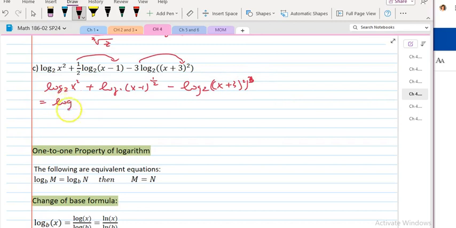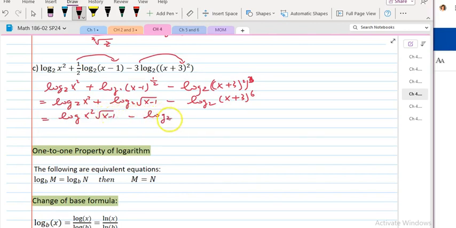So let's rewrite them nicer. Log base 2 of x squared, plus the log base 2 of the square root of x minus 1, minus log base 2. Let's simplify this. 2 times 3 is x plus 3 to the power 6. Add is multiplying: x squared times the square root of x minus 1, minus log base 2 of x plus 3 to the power 6. Okay, so now I am subtracting, so it will be all these things in the top, and the whole thing is in the denominator. And that's the final answer.